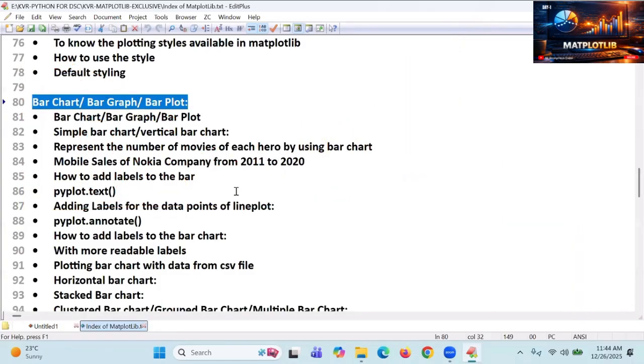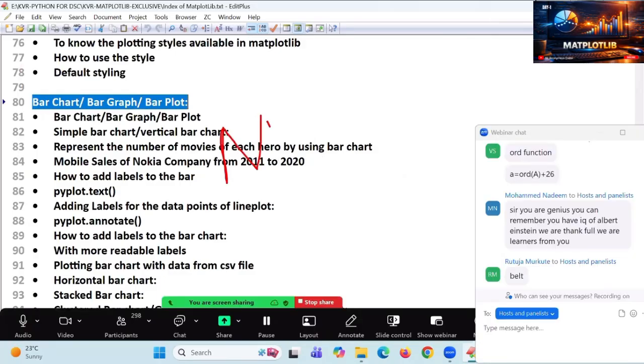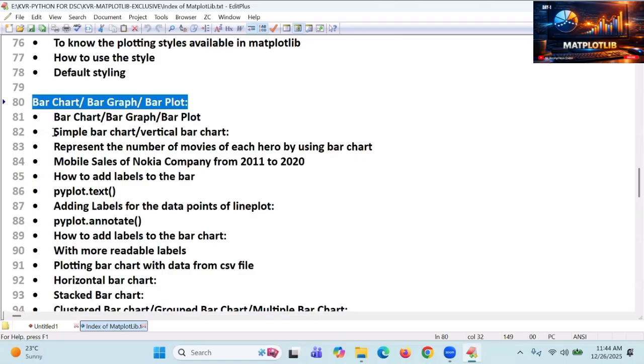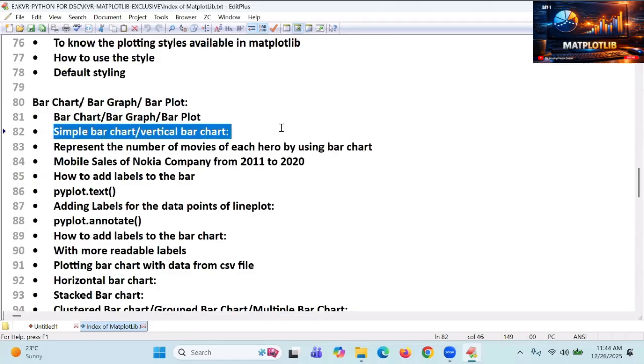What NumPy will do: calculate. What Pandas will do: analyze. What Matplotlib will do: visualize. Marks, total marks were calculated, analyzed, and then visualized. So, the simple bar plot, the vertical bar plot, and the horizontal bar plot. How to do that?